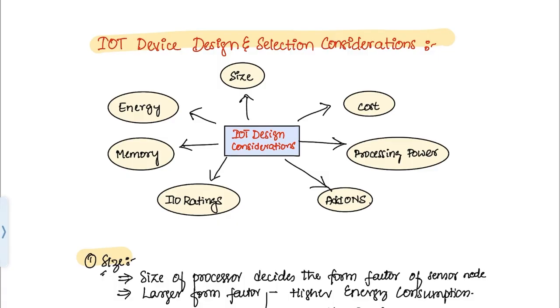Because only if you select the right processor, the system's performance is affected, right? So the usability, the design, affordability, energy efficiency, all these various facets are being impacted by the selection process. So let's look into the key considerations to be taken into account while selecting a processor for our IoT system.